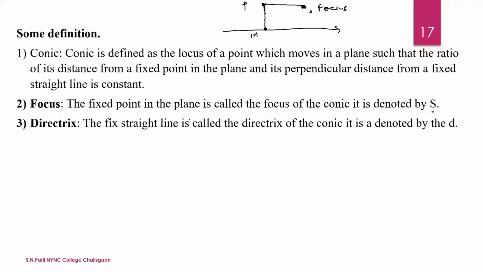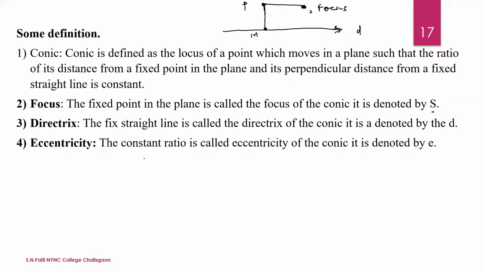Directrix, the fixed straight line. Now this is the directrix. The fixed straight line is called the directrix of the conic. It is denoted by D. Eccentricity, the constant ratio, whatever the ratio PS to PM, is called the eccentricity of the conic. It is denoted by E. Okay.